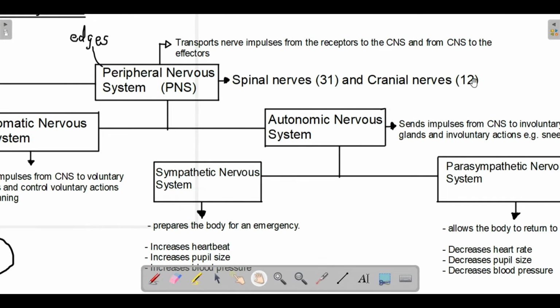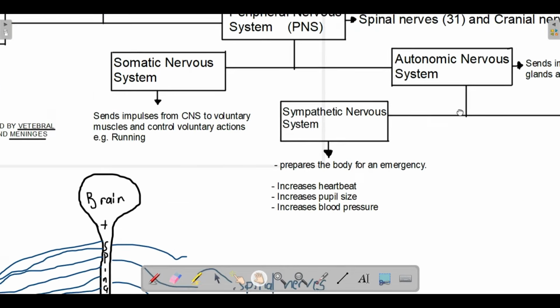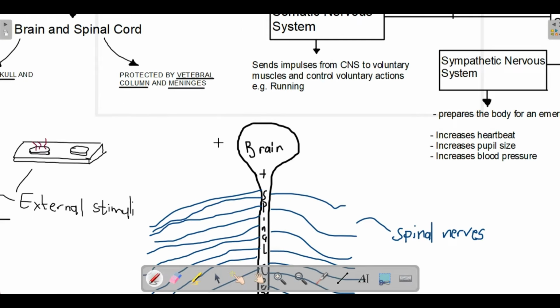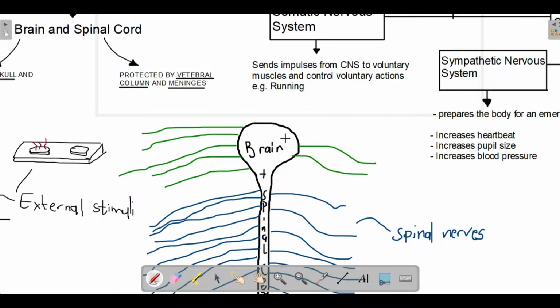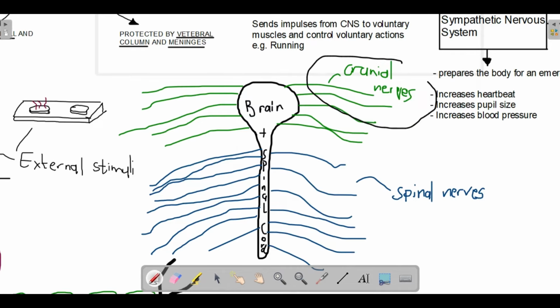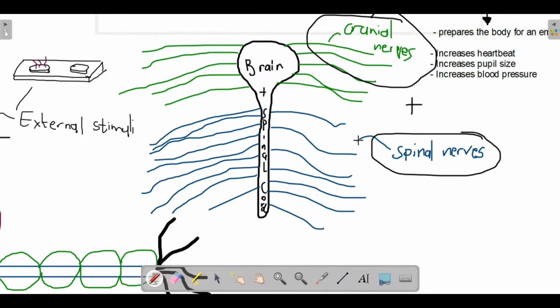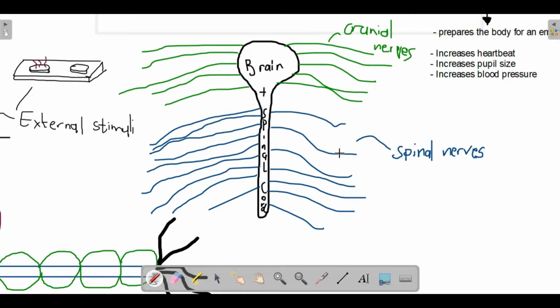And the other set of nerves are your cranial nerves. Cranial nerves go from the brain to the rest of the body, right? They connect the brain with the rest of the body, as I said. So these are your cranial nerves. Cranial nerves plus your spinal nerves make up the peripheral nervous system.